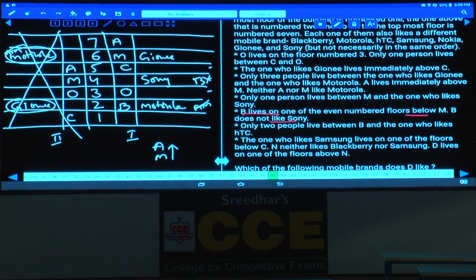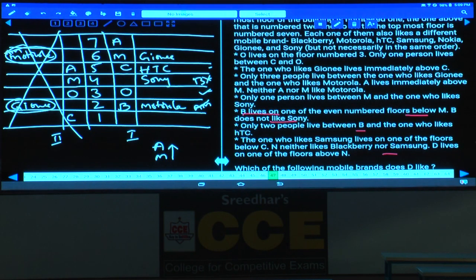Only two people live between B and the one who likes HTC. B and HTC, tell me how many persons are there? There must be two persons between B and HTC. And the one who likes Samsung lives on one of the floors below C. Samsung is below C, and Samsung can be either on the 3rd floor or on the 1st floor, isn't it? And N neither likes BlackBerry nor Samsung.